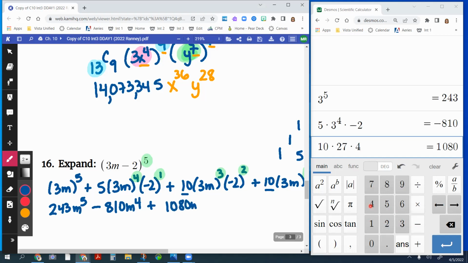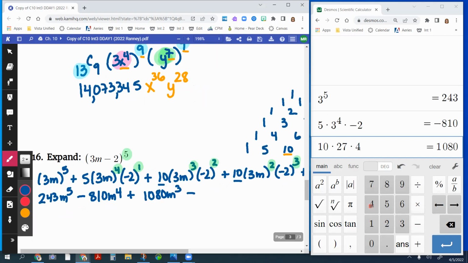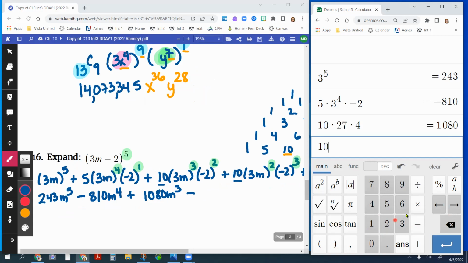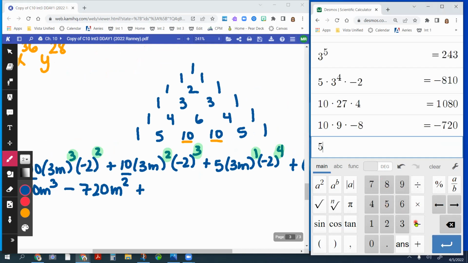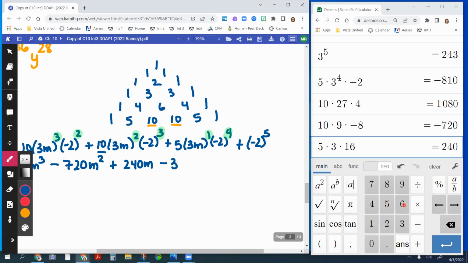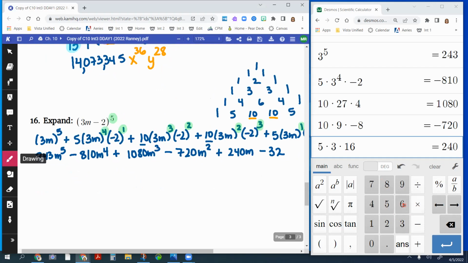So I get 1080m to the third minus, and this time I am going to have 10 times 3 squared, which is 9, times -2 cubed, which is -8. So I get minus 720m squared. When I'm doing the 5, I am going to have 5 times 3 times -2 to the fourth, which is 16. So I'm going to get 240m. And then I'm going to have a -32. And that's going to be our answer in expanded form. 243m to the fifth minus 810m to the fourth plus 1080m cubed minus 720m squared plus 240m minus 32.